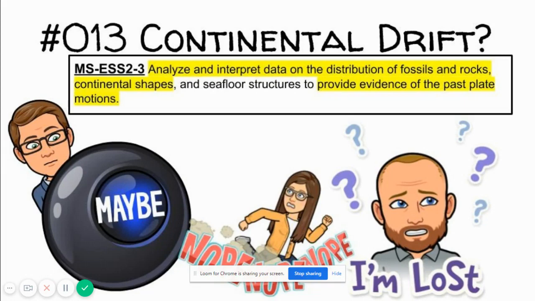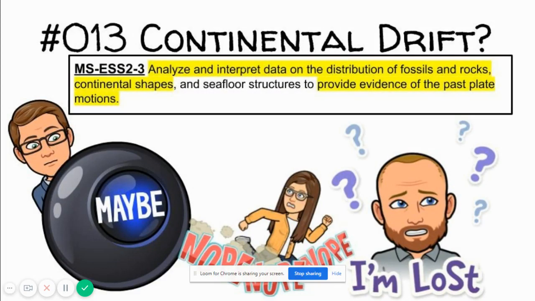All right, good morning. Today we're going to talk a little bit about continental drift. Continental drift? This is the 13th assignment you've had. And you're probably thinking, what the heck is continental drift? Well, the thing that the state wants us to do is analyze and interpret data on the distribution of fossils, so where fossils have been spread out all over the earth, and rocks, and continental shapes.